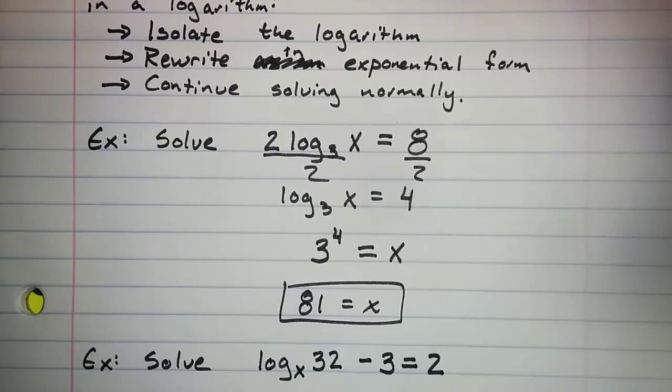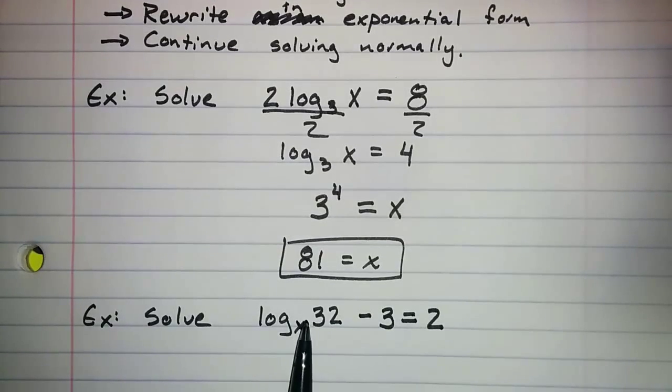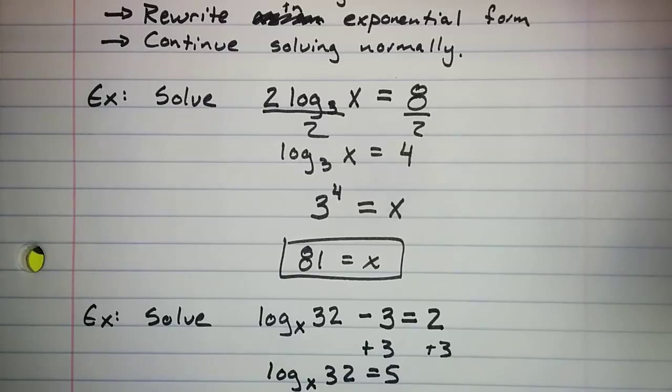We have the log base x of 32 minus 3 equals 2. So to isolate the log, notice there aren't any parentheses around the 32 minus 3. So to isolate the log, we need to get rid of the minus 3. So the log base x of 32 equals 5.